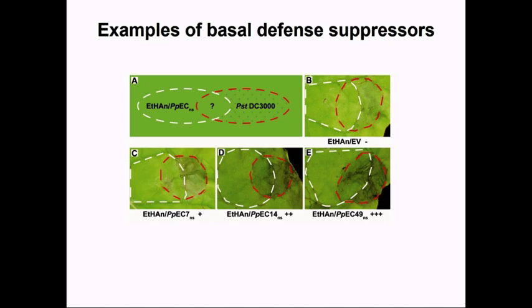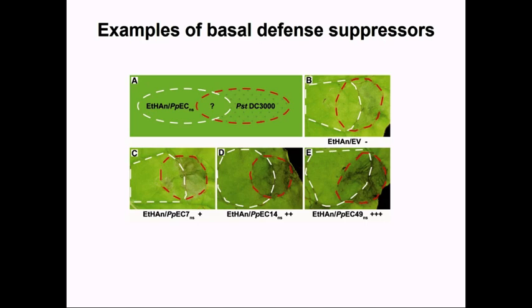And here's showing you the real outcome. So you have HR over here with the PST DC3000. Here's ethan, and then in the overlapping region no HR. So what we're looking for, if PTI is suppressed, is that a hypersensitive response will form in this overlapping region. And so I just have a few examples of weak suppressors of PTI, medium, and then strong suppressors of PTI, right?